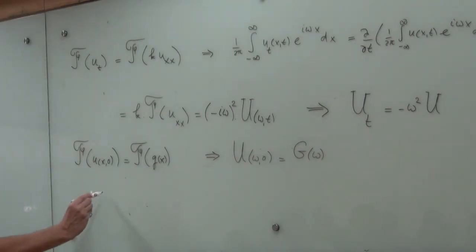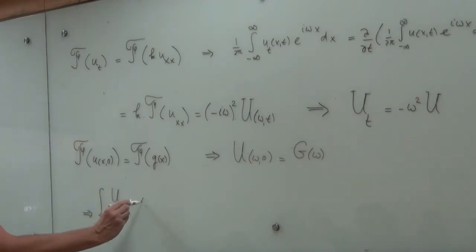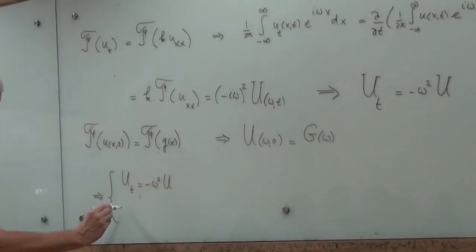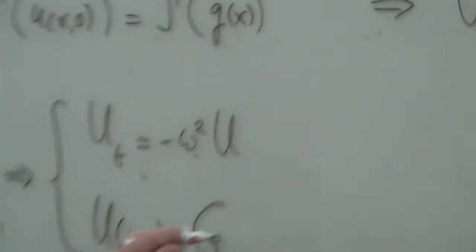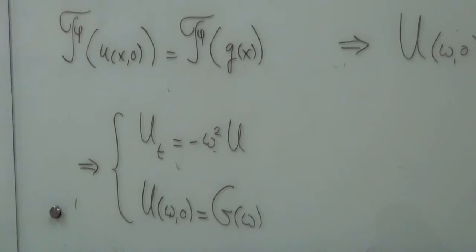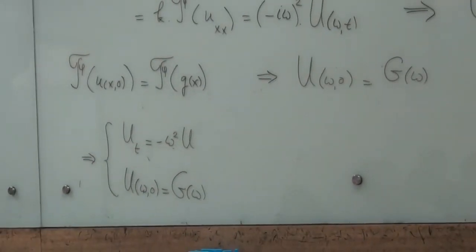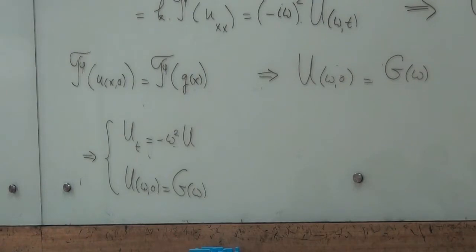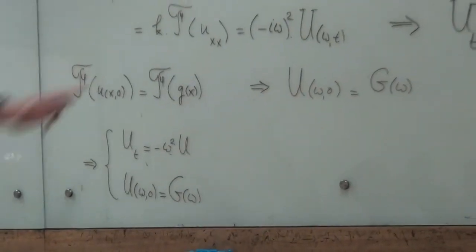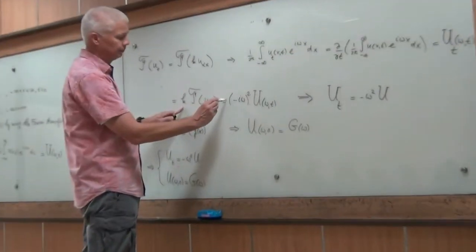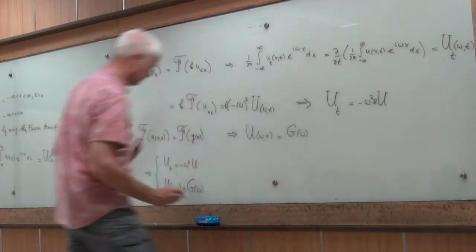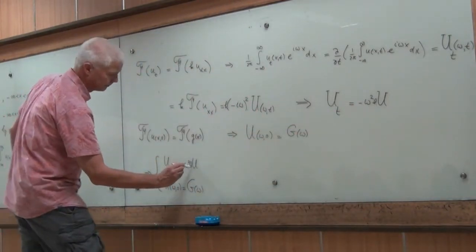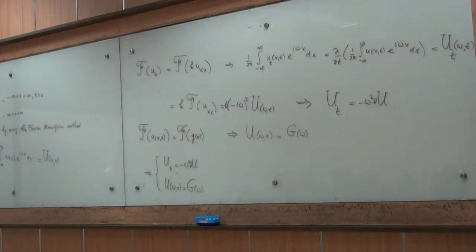So now I have to solve the following problem. U_t is equal to minus omega squared U, and U(omega,0) is equal to G(omega). Yes, you're completely right. I have here k and I lost it here. So I should put here k. And I put also over here k. And I also put over here k.